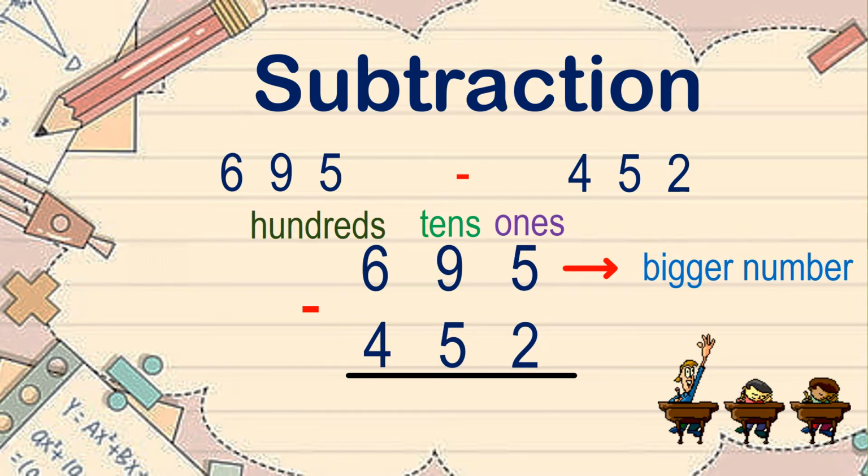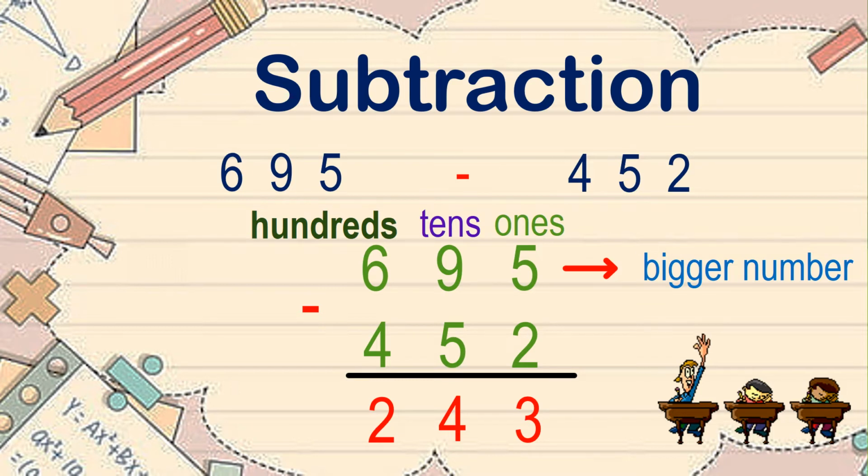This time, let's subtract beginning with the digits in the ones place, which is 5 minus 2. So if we take away 2 from 5, we have 3 left. Then we move on to the tens place. We have 9 minus 5. We still have 4 left. And now let's do the hundreds place. 6 minus 4. So if we take away 4 from 6, we still have 2 left.